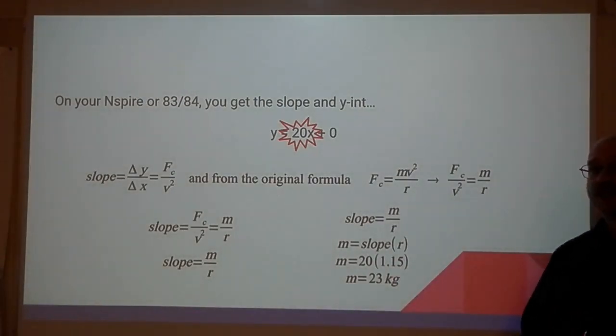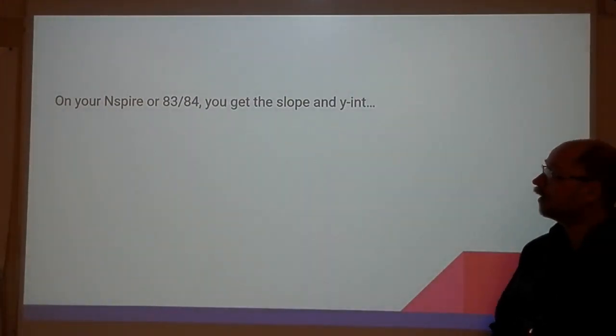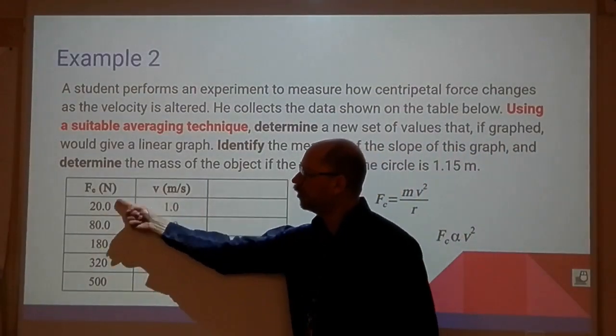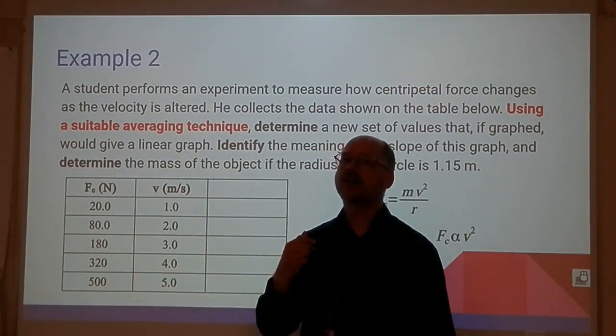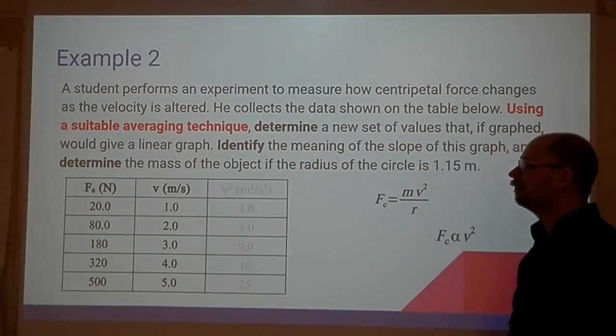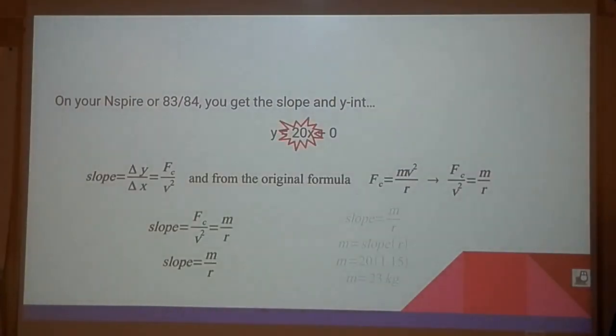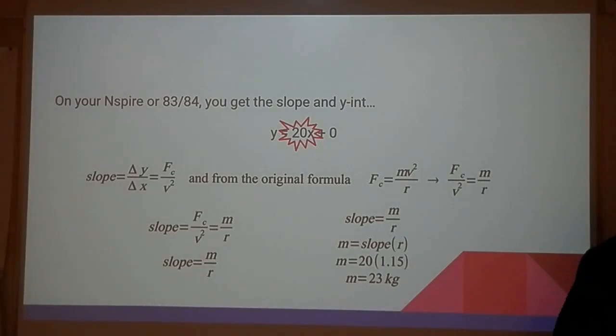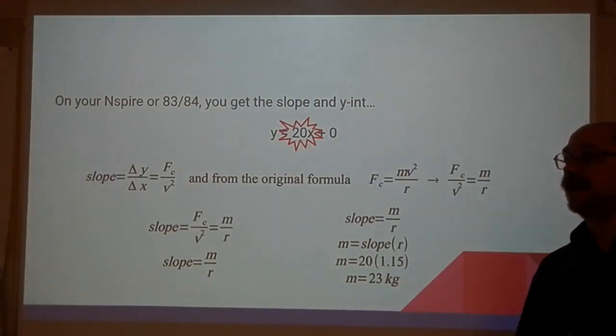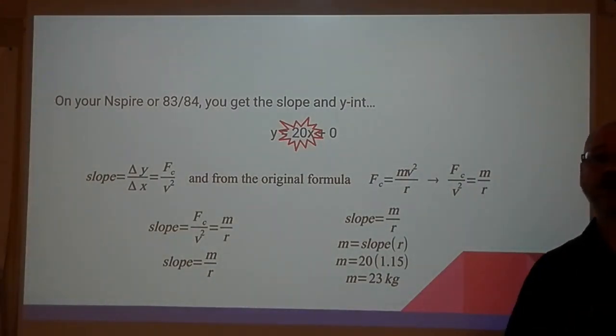And this has 2 sig digs, because when we look back at our original numbers, all of the velocities only had 2 sig digs. So I should round off to 2 sig digs. And that gives me my final answer, a mass of 23 kilograms. The best possible answer from my data of the mass of the object.